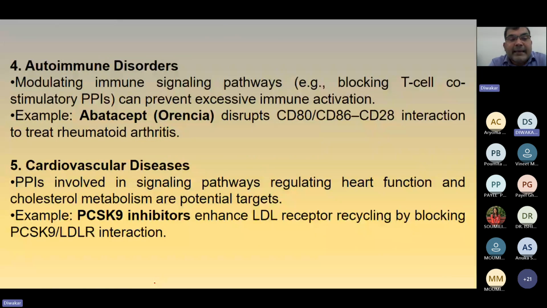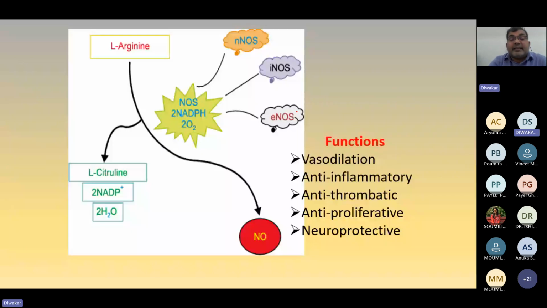We can also manage autoimmune disorders by using protein-protein interactions. There is a report that disrupts the CD80, CD86 interactions with CD28 to treat rheumatoid arthritis. Similarly, in cardiovascular disease, we can use different types of interactions to block biomolecular interactions, and all are in clinical research. Now, for better understanding, we have used unique examples for demonstration.